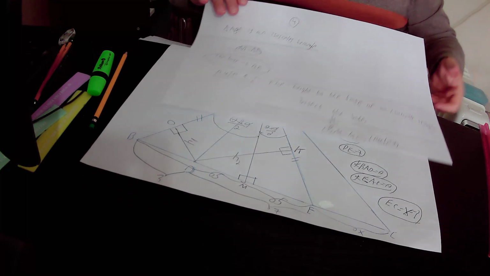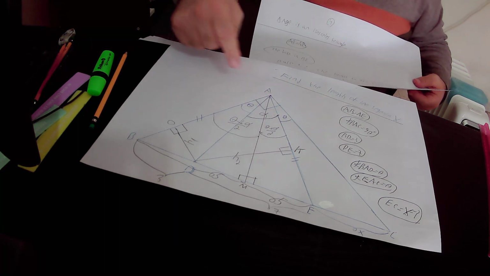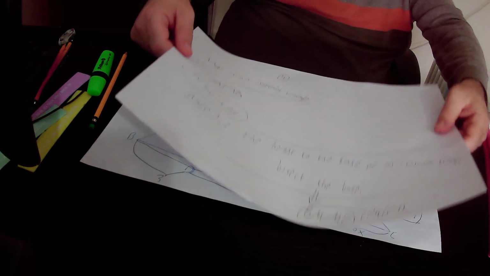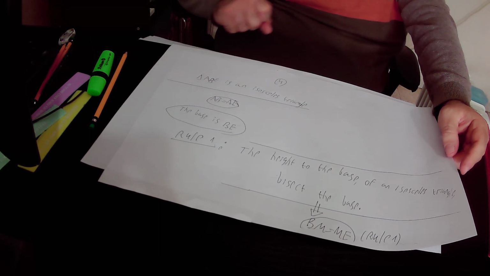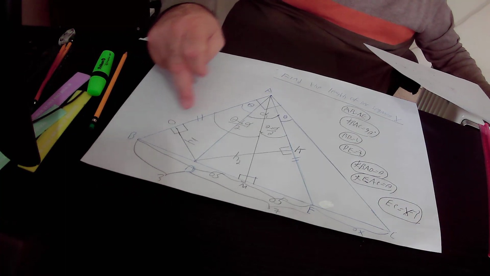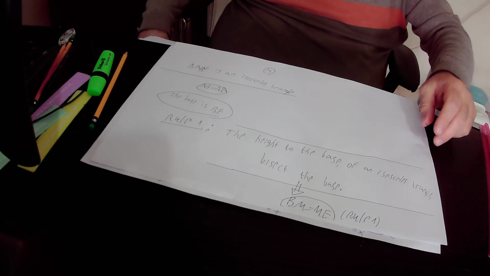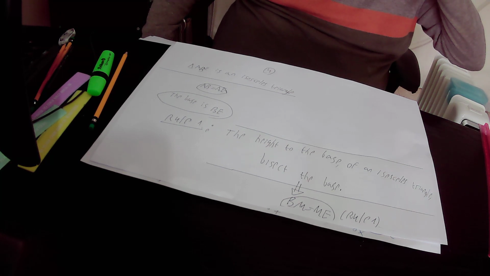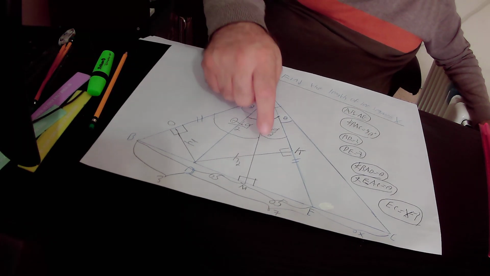Then, because the question has given us that AB equals AE, we conclude that triangle ABE is an isosceles triangle. Why? Because it has two sides that are equal to each other. And in this isosceles triangle, triangle ABE, the base is BE. And we have rule number 1 that states that the height to the base of an isosceles triangle bisects the base. So here the height AM is the height to the base.